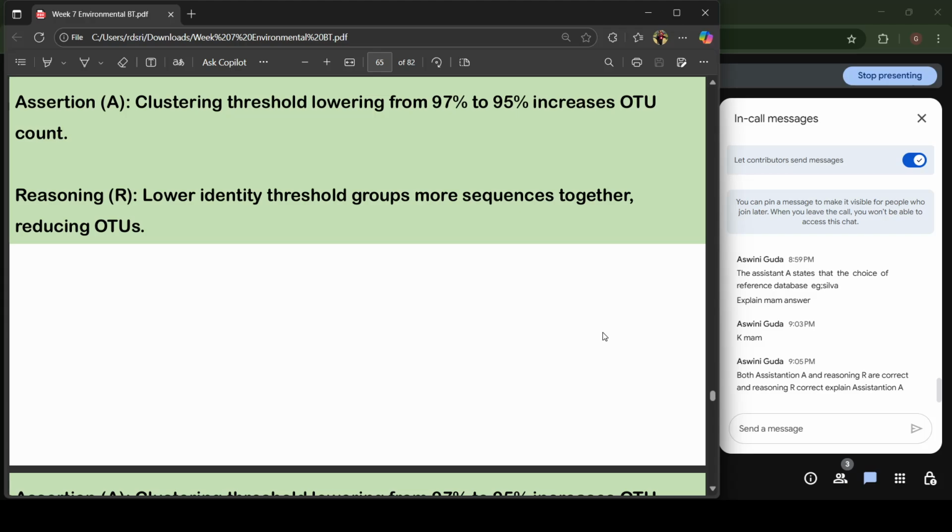We just have two more questions, so we'll complete that and close. This one and the next one. So the clustering threshold lowering from 97 to 95 increases OTU count. Reason: lower identity threshold groups more sequences together, reducing the OTUs.